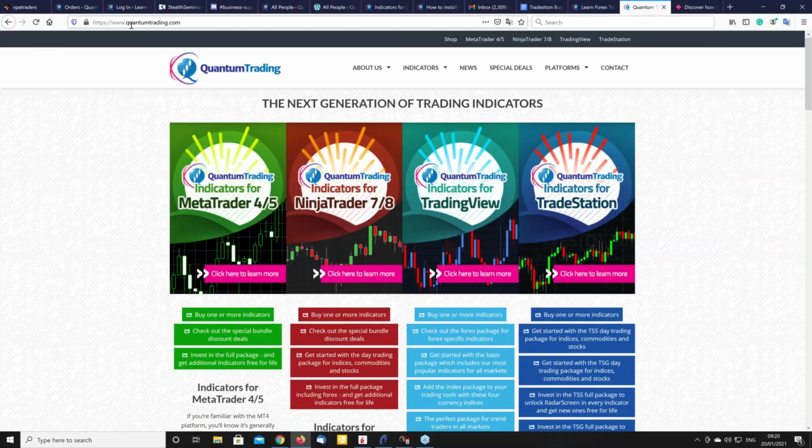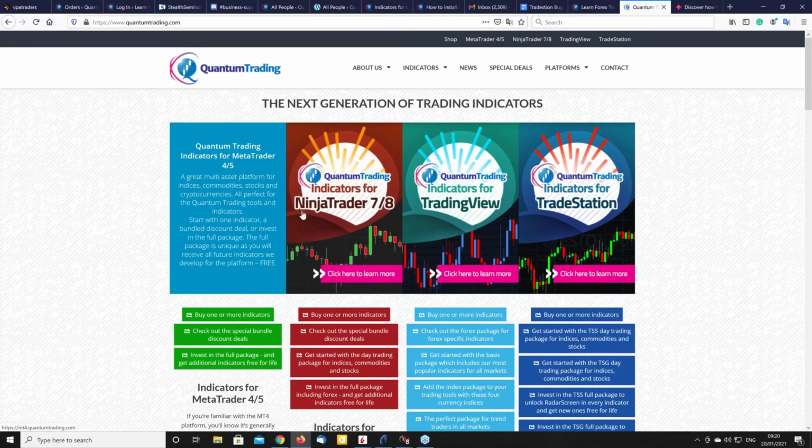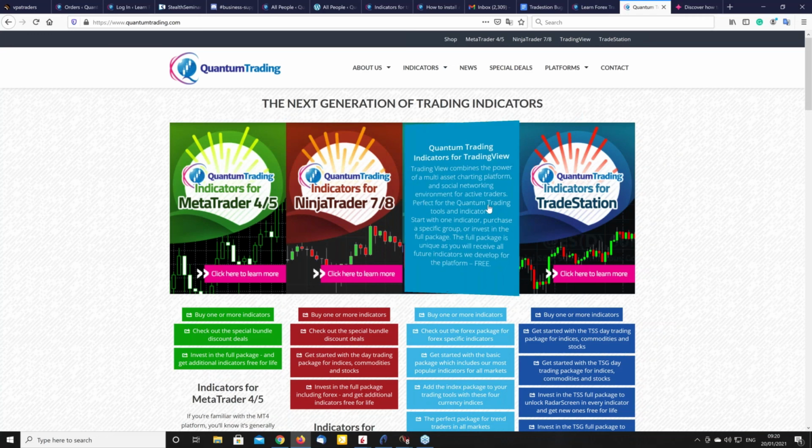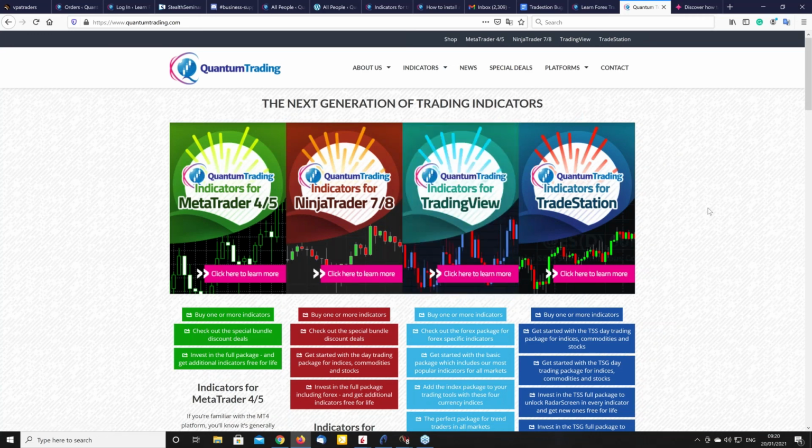This is Quantum Trading. This is where you'll find all the platforms: MT4, 5, NinjaTrader 7, 8, TradingView and Tradestation. What I should have said when I had the TradingView platform up is that the development team are working on the indicators to come across. That is currency matrix, currency array, currency heat map, the volume point of control, the support and resistance. So they will all be coming over to the TradingView platform in the next couple of months.